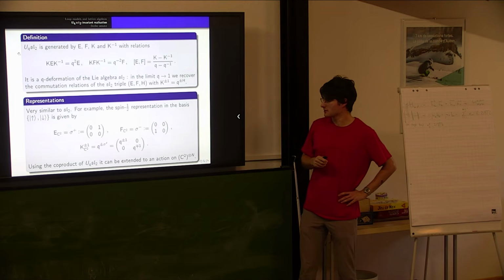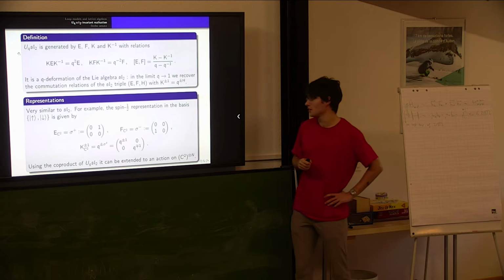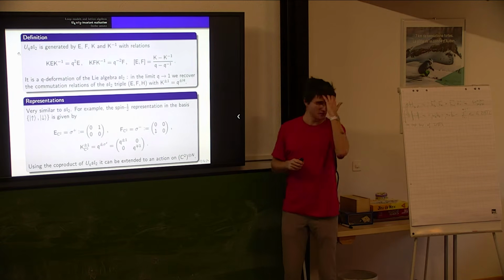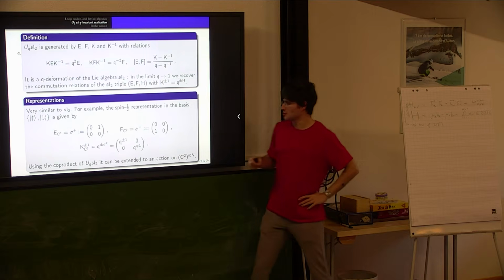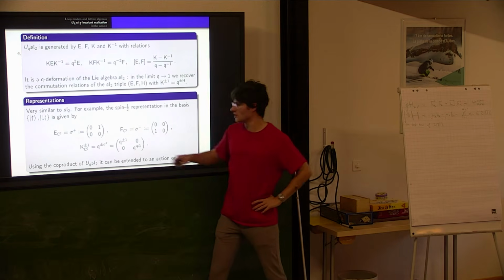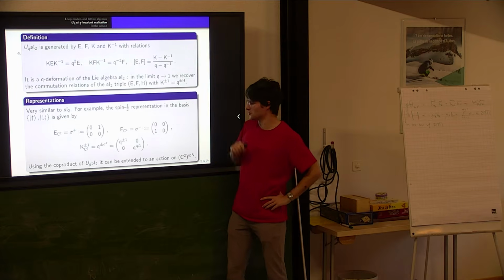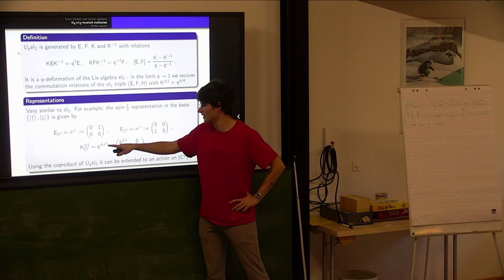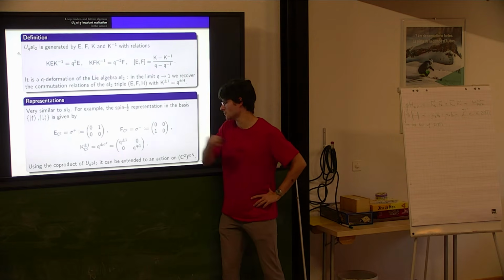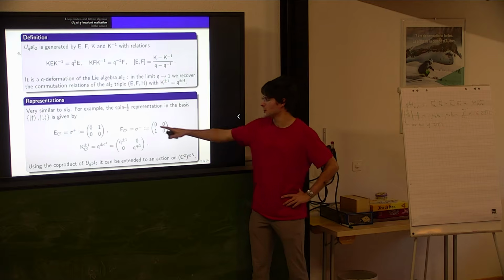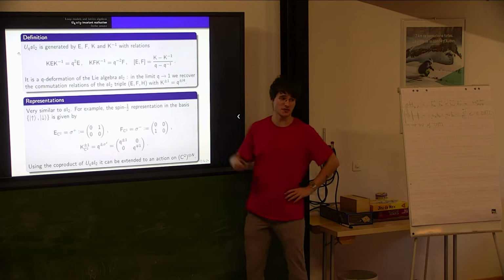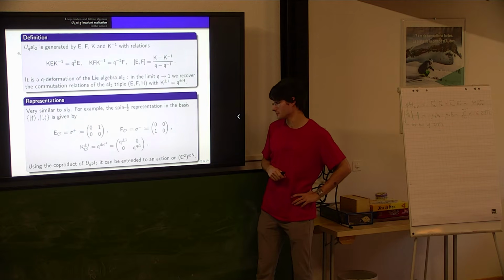Okay. And what about the representations of this algebra? They are very similar to SL2. For example, if you want to define the spin 1/2 representation, you take these operators. E is just the raising operator, F is just the lowering operator, and K is just the exponential of sigma z, and it's written like this. And you can show very easily that it satisfies all these commutation rules.